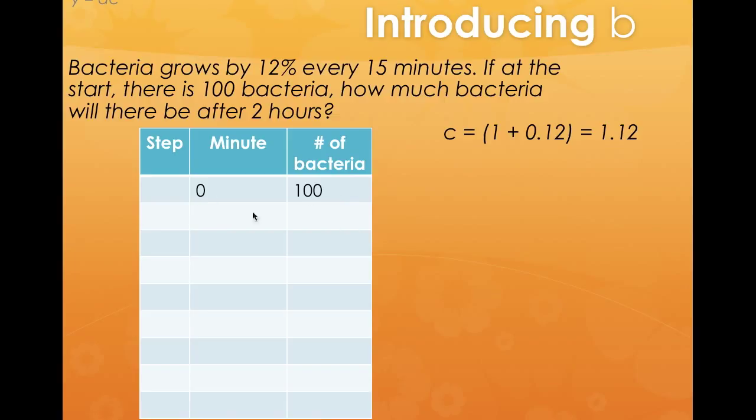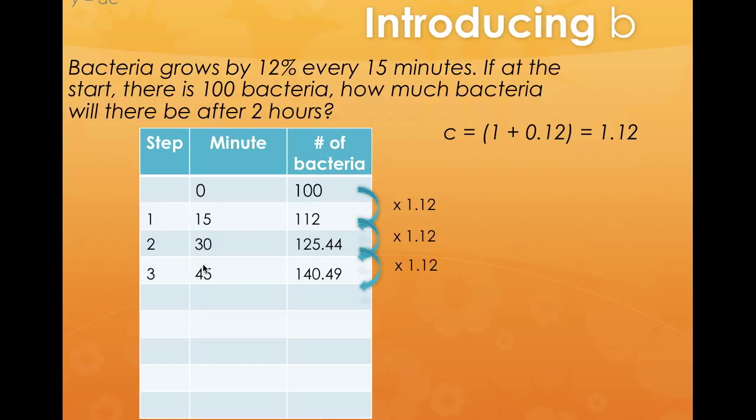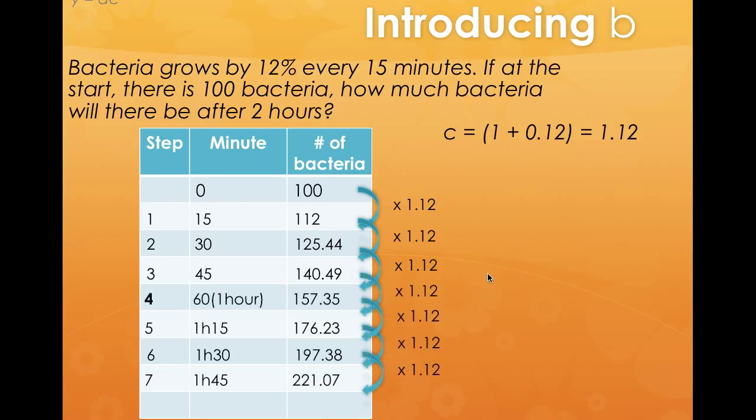We start at minute 0, we have 100 bacteria. But now we have to go every 15 minutes. For the first 15 minutes, we multiplied 100 by 1.12, our C, our multiplicative factor, and we get 112. Then again, we add 15 more minutes, we multiply that by 1.12, and we get 125.44. Again, we add 15 minutes, we get to 45 minutes, and we multiply our last value by 1.12, and we get 140.49. And we do this continuously every 15 minutes.